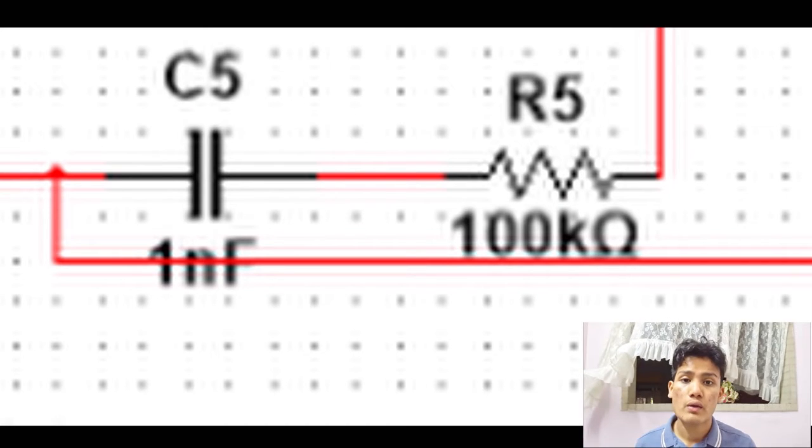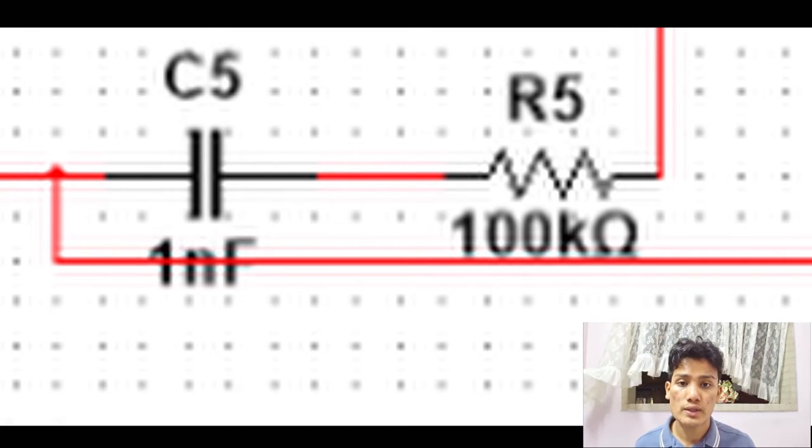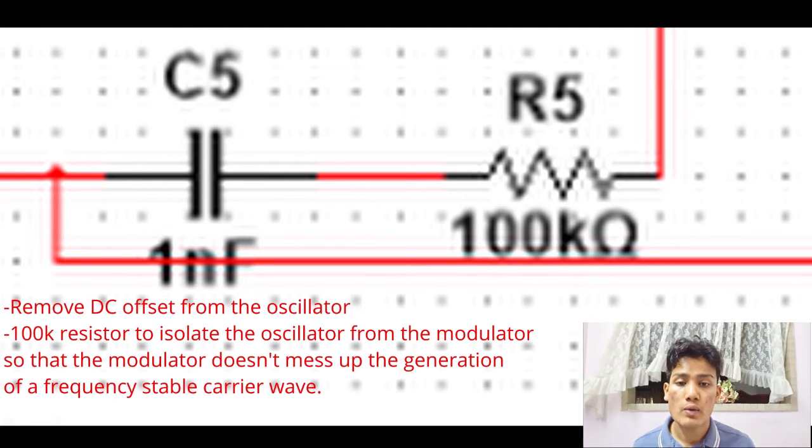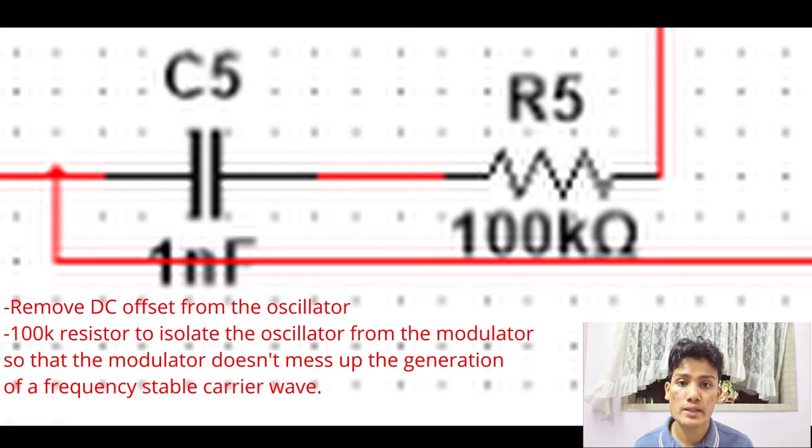Next, we have our high pass filter, which is connected to our output carrier frequency wave, and this is to remove any DC offset from our oscillator. And the 100K resistor is also to isolate the modulator from the oscillator so that the modulator doesn't interrupt the stable frequency that is generated from our oscillator.